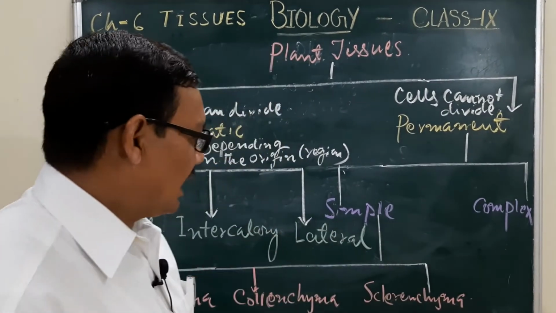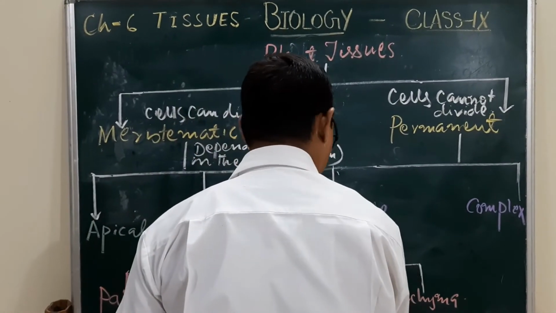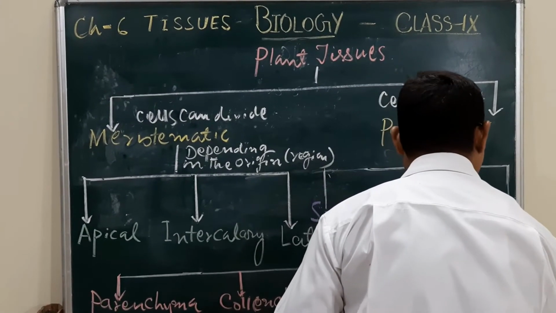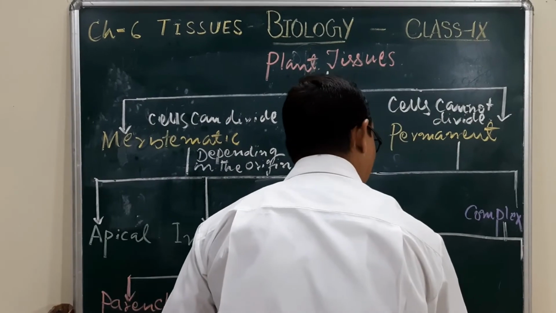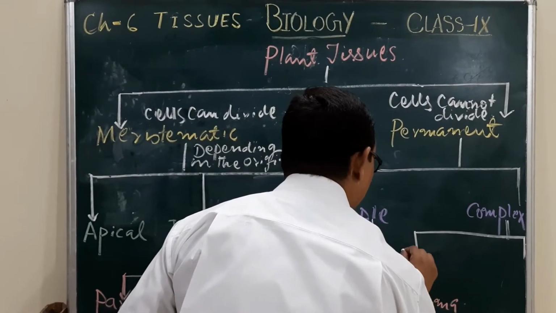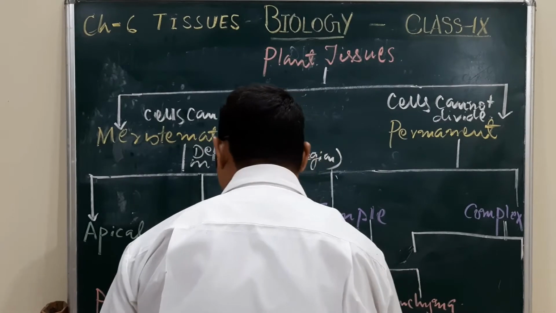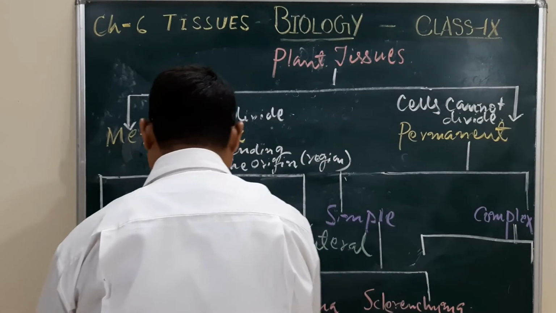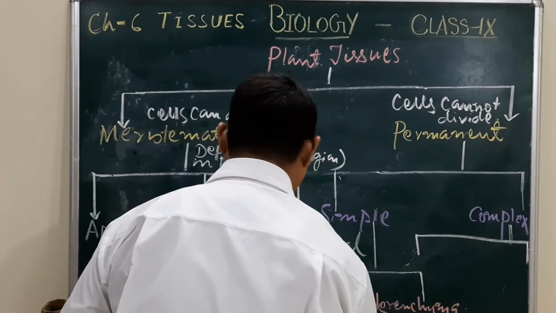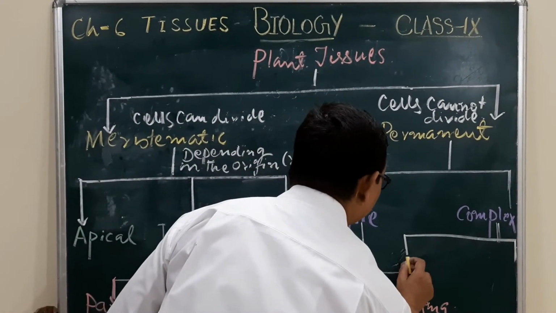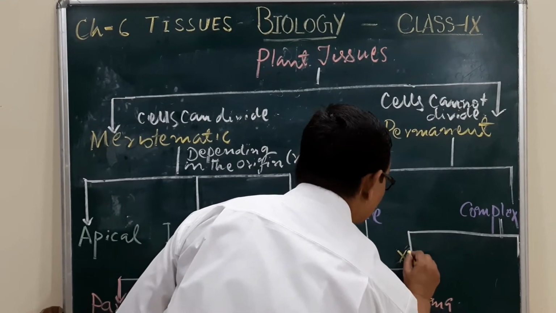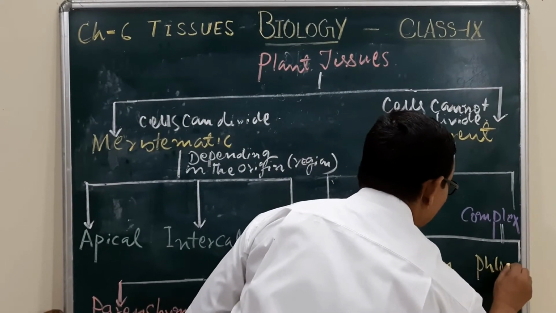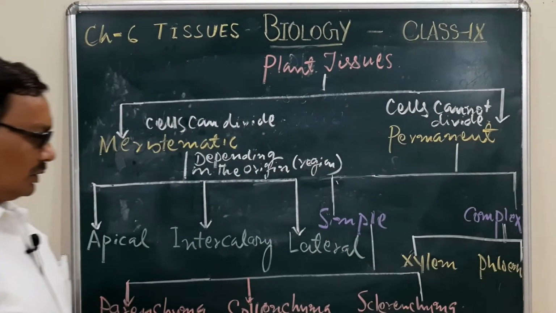And the complex divided into the two categories. What are those two categories? Those two categories are, maybe here I may write to you, xylem and here phloem.